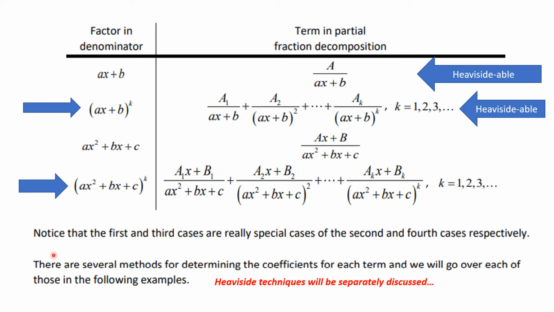Now you should notice that the first and the third are really special cases of the second and the fourth. And there are several methods for determining the coefficients for each term, all the capital A's, and we'll go over some of those in our examples. And I will discuss both within here and separately the Heaviside cover-up technique.